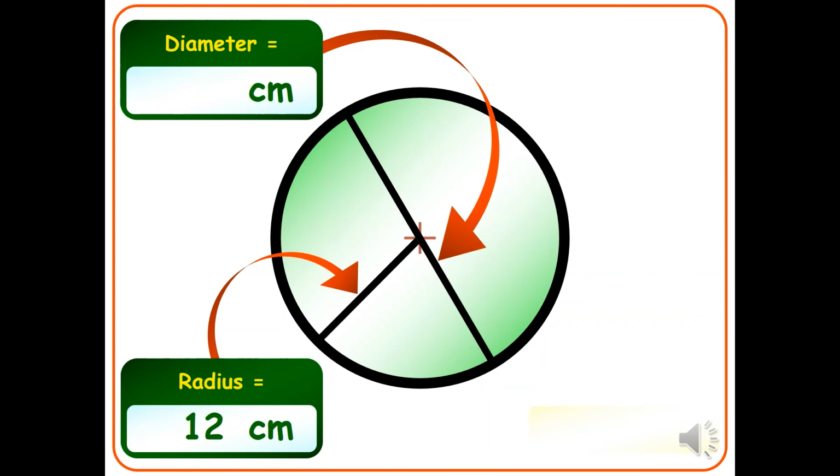Again, if you can pause the video, I'll give you a few seconds to have a go at writing down what the diameter of this circle is. Okay, the radius is 12 centimeters, and we know that the diameter is twice the size of the radius. It's equivalent to twice the length of the radius. This diameter is going to be 24 centimeters.